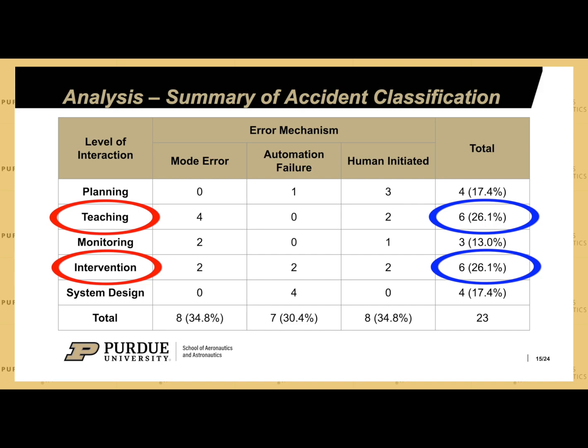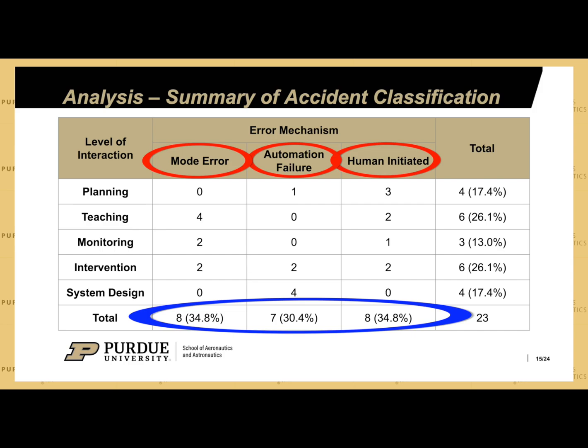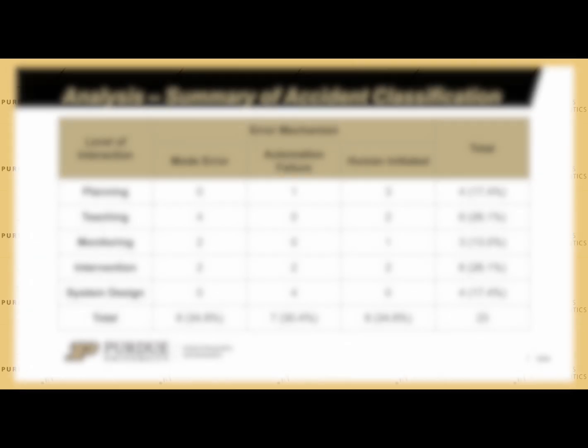We also found that monitoring is relatively minor compared to other interaction levels. For the error mechanisms, all 3 types of error are almost equally distributed, and therefore we could not identify which one is a more prevalent error mechanism over the other. Rather, we determined that approaching those 3 error mechanisms comprehensively would be effective to improve automation safety.